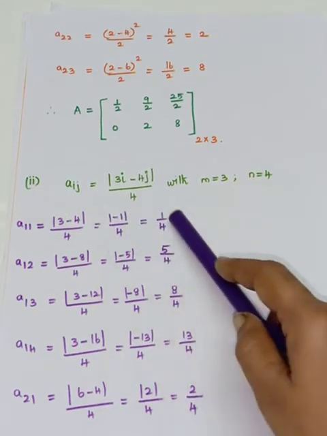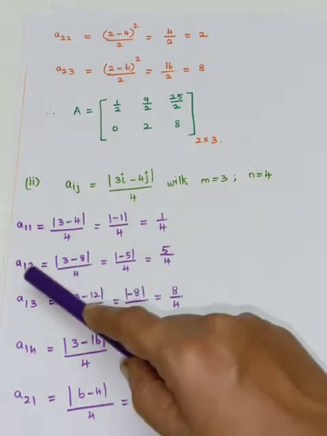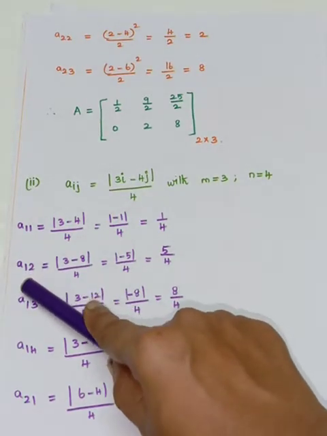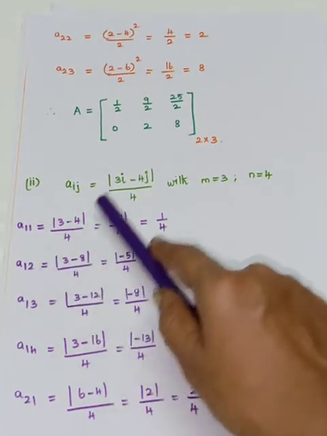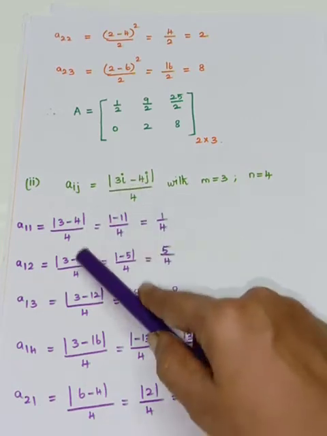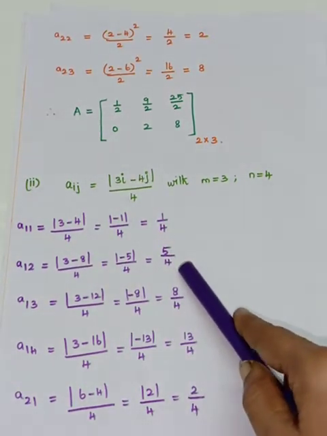What is modulus of minus 1? That is 1 by 4. In the same way, you have to find A12. So i is 1 and j is 2. So when you substitute, 3 minus 8, your answer is 5 by 4.